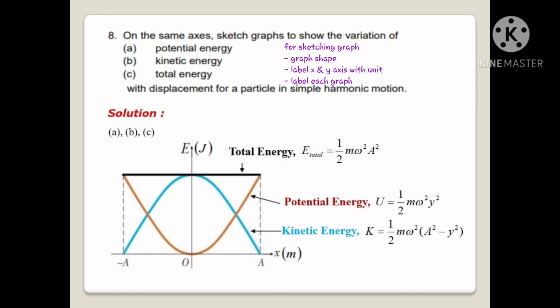To sketch the graph, there are a few important things that you need to take note. The first one is the shape of the graph. Second one is label y and x axis with the correct unit. And you need to label each graph if there is more than one graph on the same axis. So for question number 8, the related graph is as shown, where the brown line represents the potential energy, the blue line represents the graph of kinetic energy, and the total energy is represented by the black line.